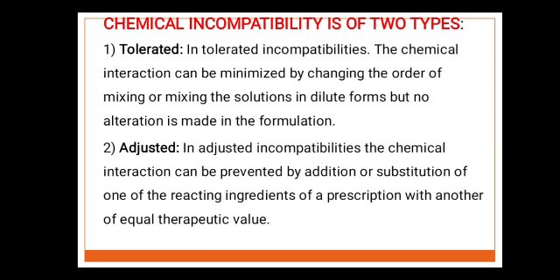In adjusted incompatibilities, the chemical interaction can be prevented by addition or substitution of one of the reacting ingredients of a prescription with another of equal therapeutic value. Means, in this adjusted incompatibility you can add or substitute one of the reacting substances of a prescription with another which has equal therapeutic value.